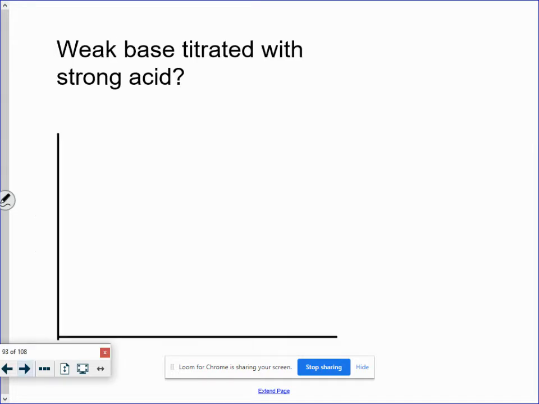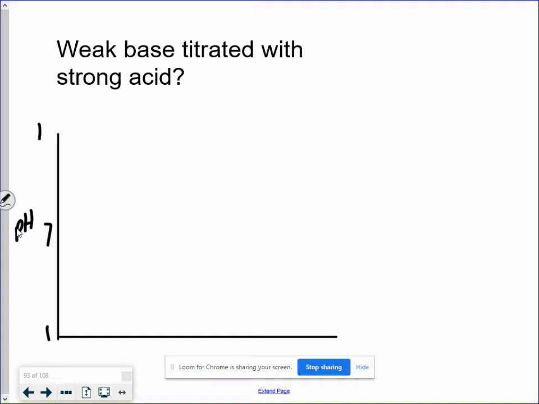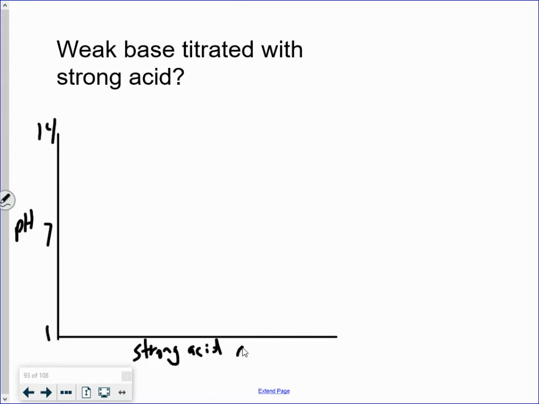All right, what if we had a weak base titrated with a strong acid? Okay, let's set up our y-axis, pH, 1, 7, 14. What are we adding? Strong acid. Okay, so what do we start with? Weak base. Well, where would the pH of a weak base be before we add any acid? Like around there, right?